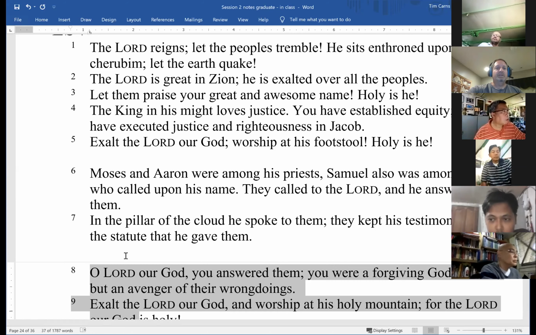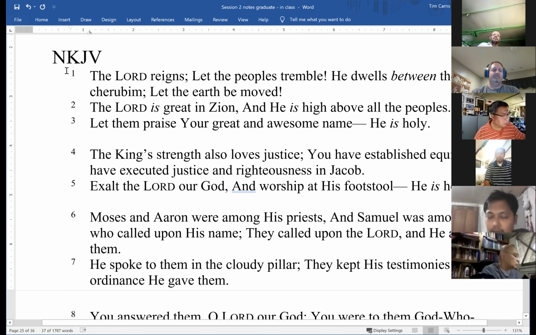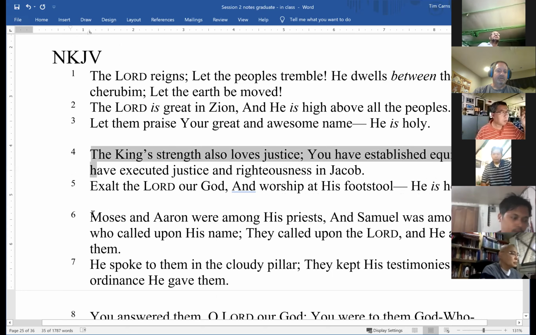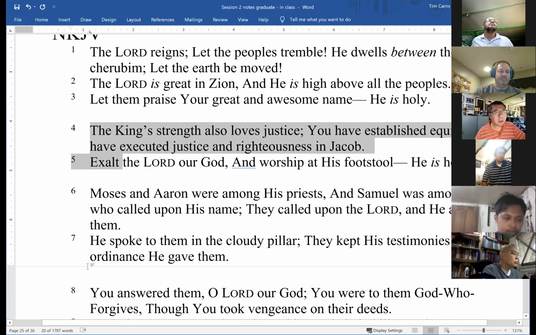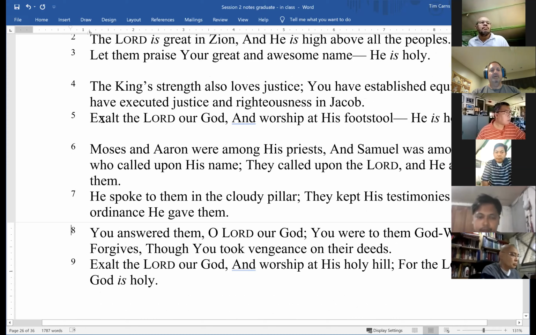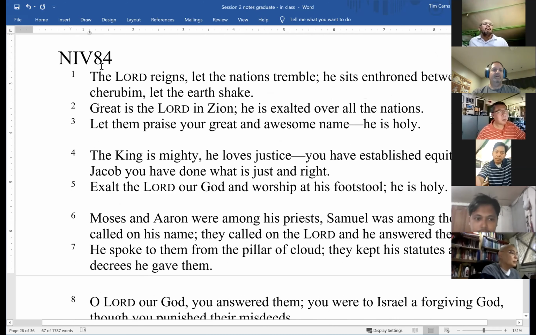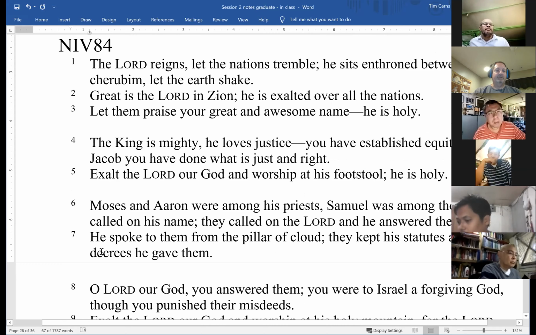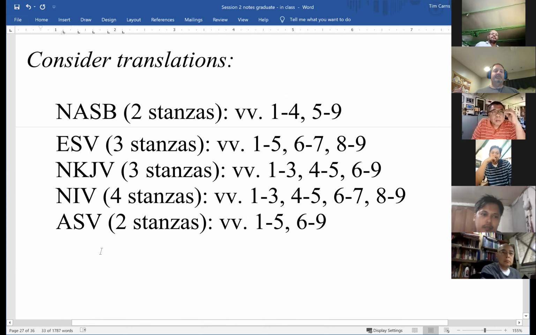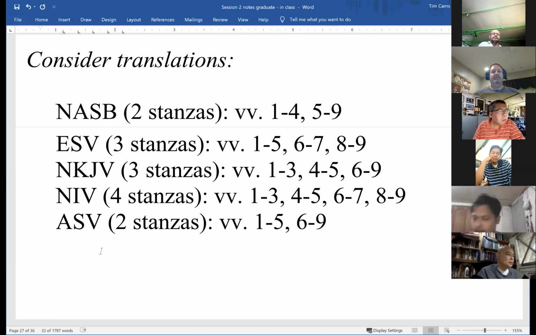Let's look at the New King James Version. It has verses 1 to 3, 4 to 5, and then actually, the space shouldn't be there, 6 through 9. Finally, the NIV: 1 through 3, 4 through 5, 6 through 7, 8 through 9. So if we take all these together, this is how that breaks out. Now, do the translators agree on the stanzas? No. In fact, none of them agree with each other.